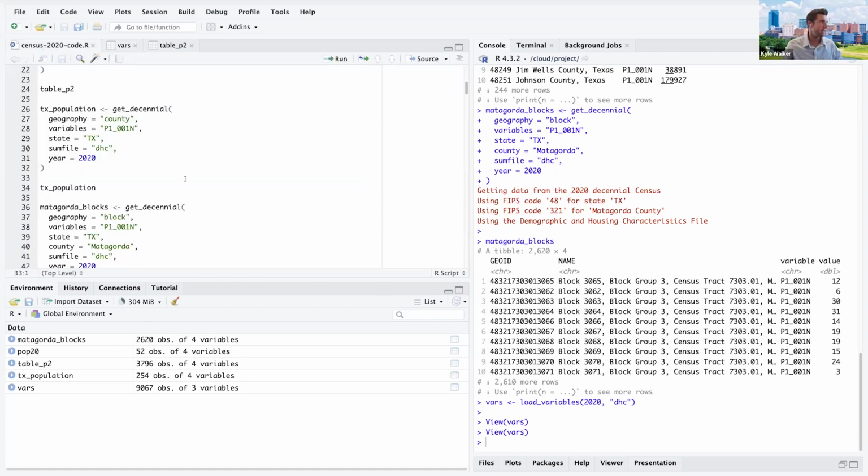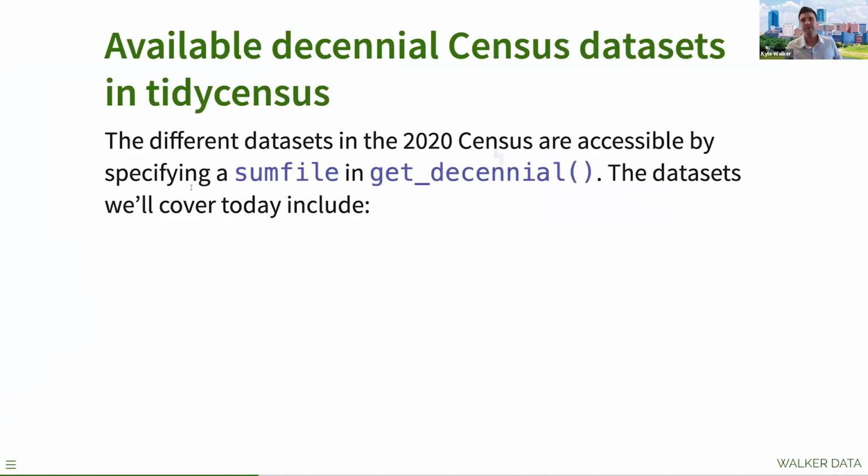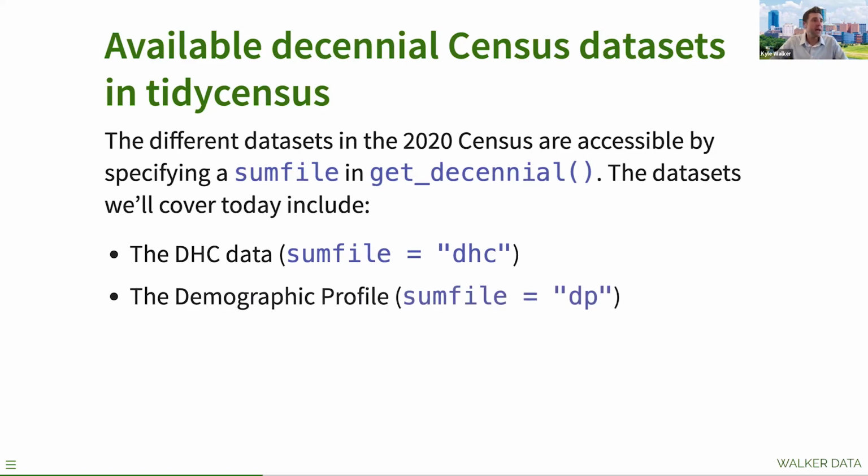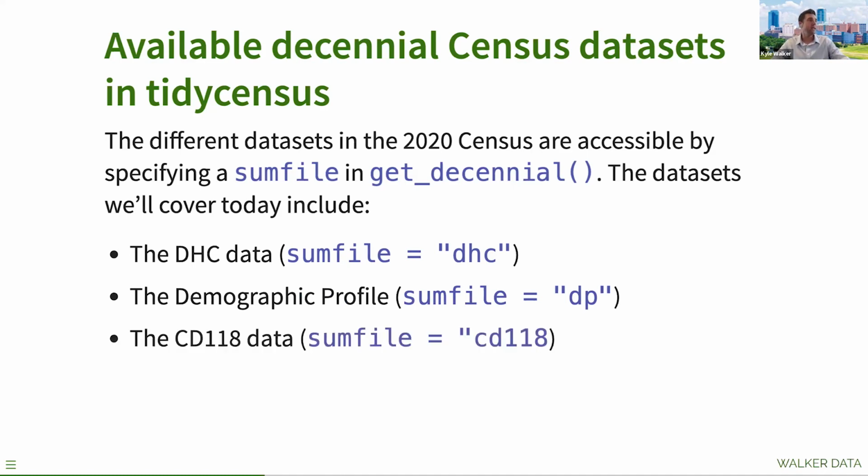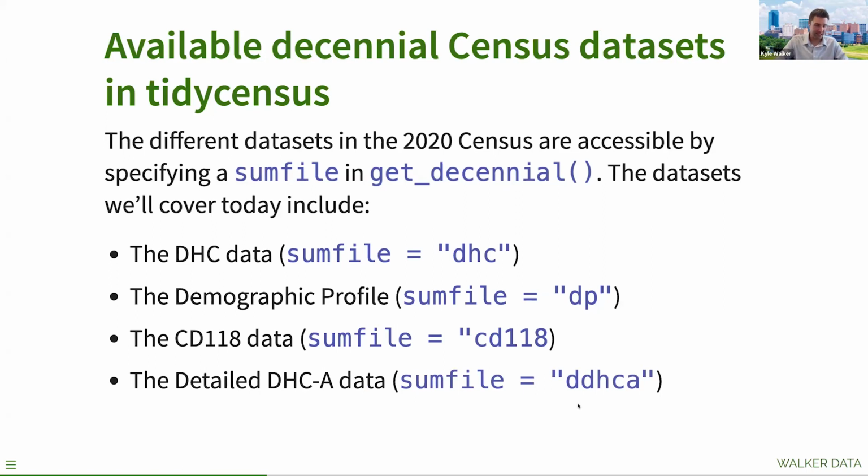Now, the tricky thing sometimes is understanding where to look for data in which data set. And I mentioned the sum file argument that we used previously. The data sets are available by modifying the sum file. And so the data sets we'll cover today: we already covered the PL file, which is sum file equals PL, the default. We're covering here the demographic and housing characteristics file, which is sum file equals DHC. Again, that's going to be the most analogous file to summary file 1 in previous decennial censuses. The demographic profile, sum file equals DP, has pre-tabulated values. It's very, very useful to work with that. The CD118, so the 118th Congress, is in a separate file, which is sum file equals CD118. And then the detailed DHC-A file is sum file equals DHC-A. And so we'll get into that a little bit later.